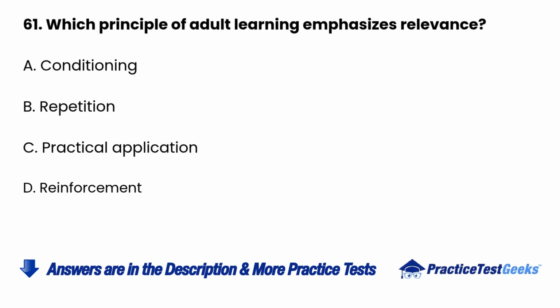61. Which principle of adult learning emphasizes relevance? A. Conditioning. B. Repetition. C. Practical application. D. Reinforcement.